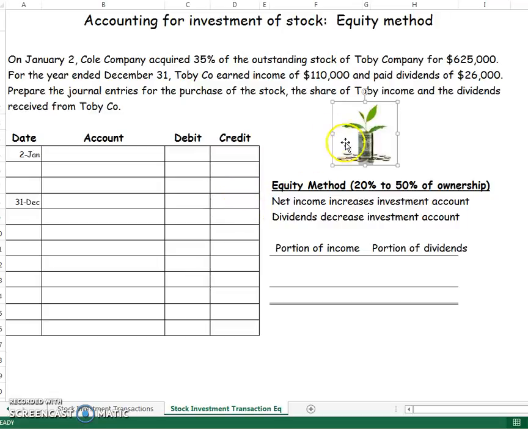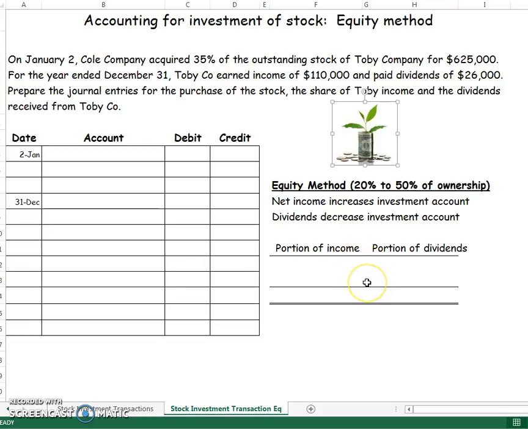Okay, we are still accounting for investments, which means that we are using our cash to invest in something. In this situation, we're investing in the company's stock, and the difference in this one is that we are going to be acquiring greater than 20%, 35% of a company, which means that we can exert some control over it, which means that we have to use the equity method to account for this.